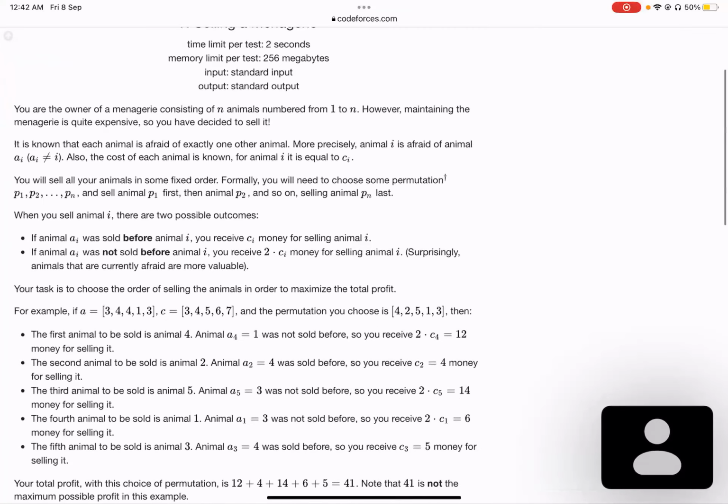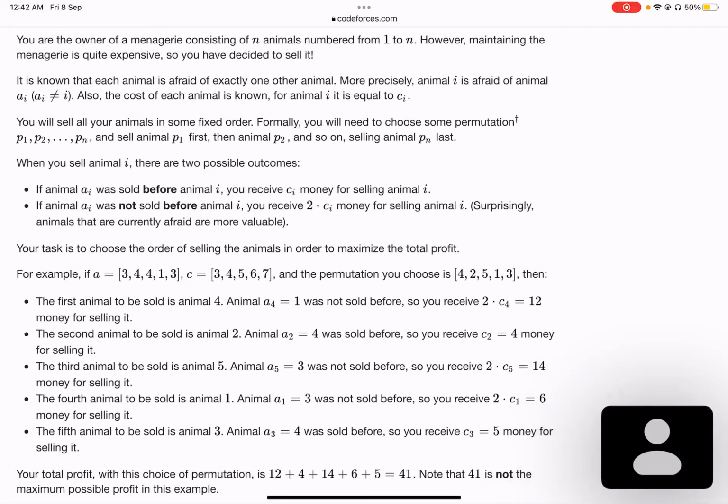So here, what the question is saying: you are given n animals. For every element, they have given the element of which a particular element is afraid. Let's say 2 is afraid of 4, 5 is afraid of 7, something like that. So they have given us a list of the animal of which every element is afraid. Now you need to sell all those n animals.